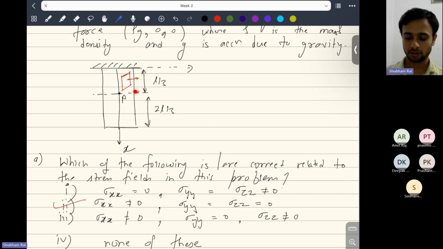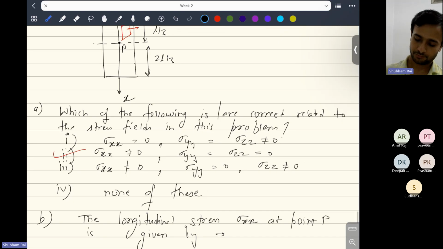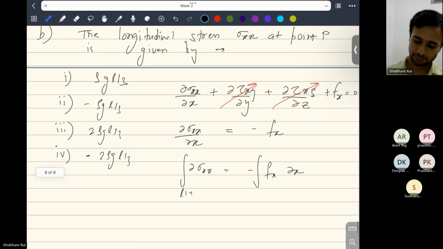This cross section will bear the reaction of this weight, right? So this weight will try to pull this cross section downward. So that's why we'll integrate from, let's say x is 0 here, so we'll integrate from L by 3 to L. Okay. So we start from L by 3 and we go up to L.